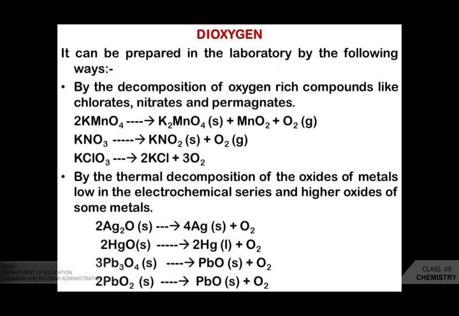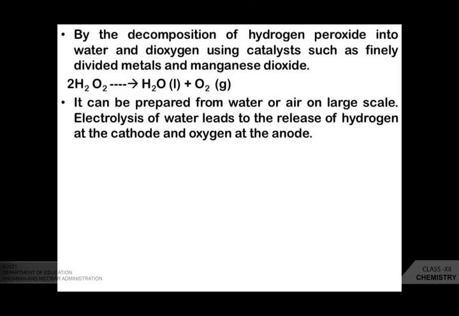These are the preparation methods by the decomposition of oxides of metals. Next is the decomposition of hydrogen peroxide into water and dioxygen using catalysts such as finely divided metals and manganese dioxide. In this way, hydrogen peroxide decomposes to give water and oxygen. Another important preparation of dioxygen is from water or air, as we know that oxygen is present in water and air.